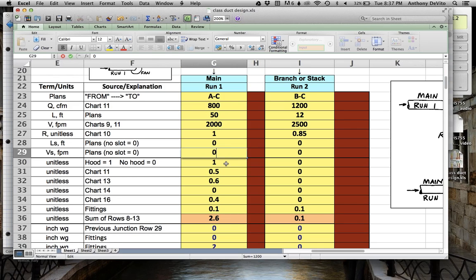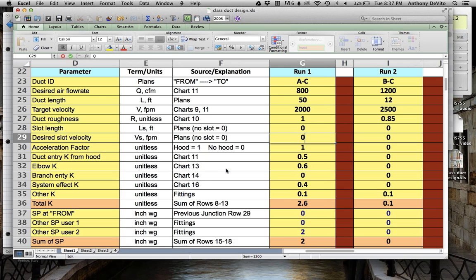Okay, so now, if we're coming from a junction, there's no hood. If there is no hood, we put a 0. If there is a hood, we put a 1. So we put a 1 there. Okay, next thing is the acceleration. That 1 is the acceleration factor. If you have a hood, you put a 1 there. That's to indicate that you're starting from still air and pulling still air and getting it in motion.